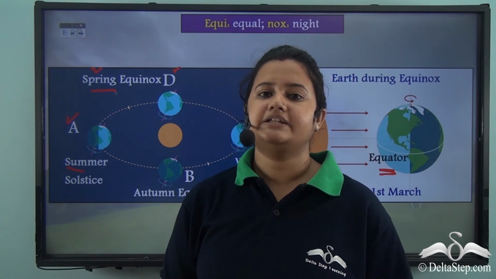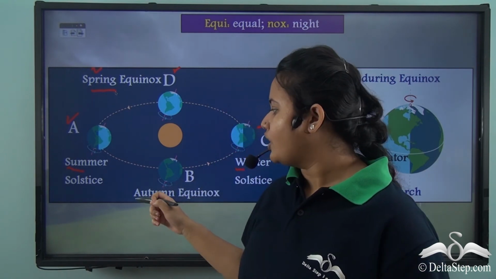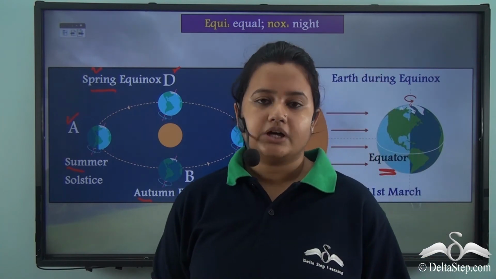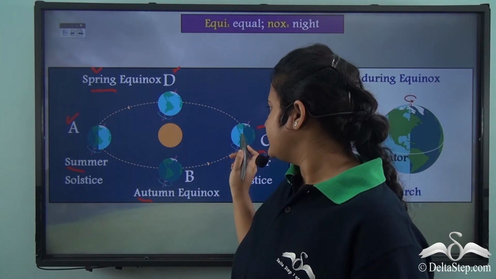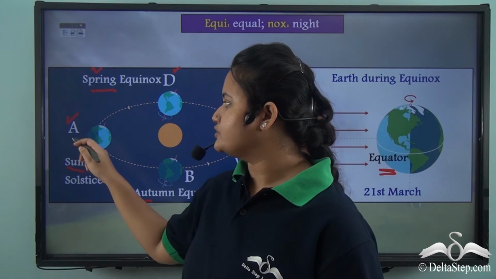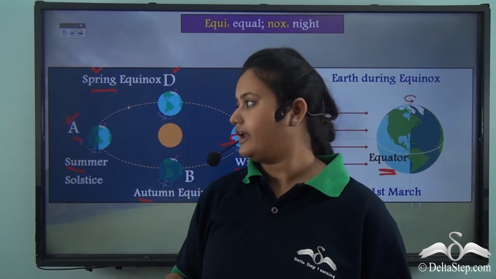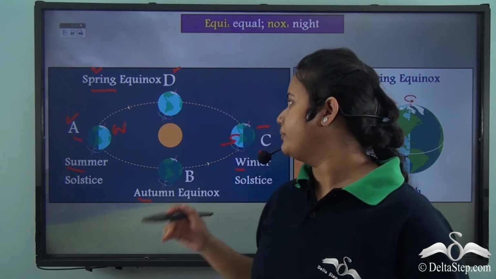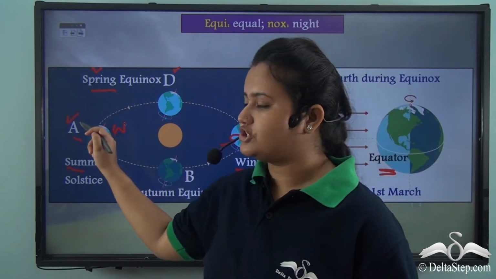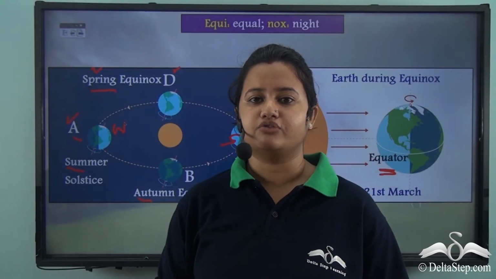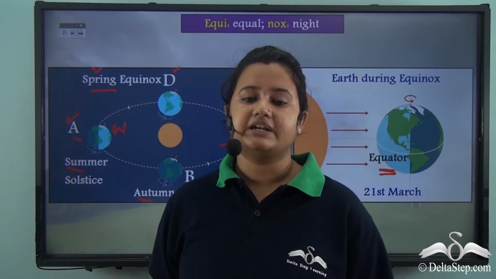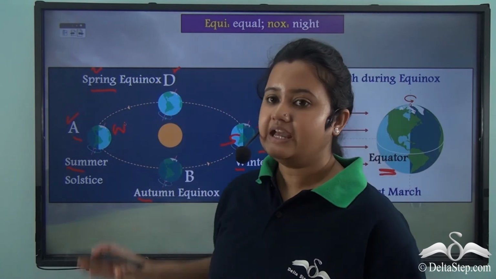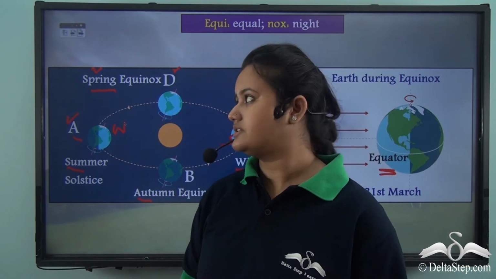Conversely, the southern hemisphere experiences autumn because at position C, the southern hemisphere experiences summer, whereas at position A, the southern hemisphere experiences winter. So, as the earth moves from position C to position A, there is a transition from summer to winter in the southern hemisphere. As a result, at position D, the southern hemisphere experiences autumn.